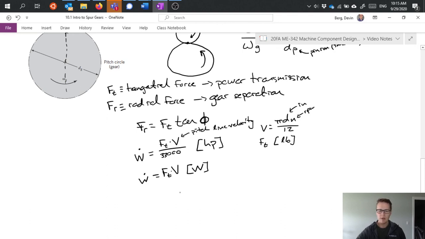Okay, so that's an introduction to spur gears. Next, we're going to move into how we actually look at spur gears and do some stress analysis for them. But I'm going to stop here.